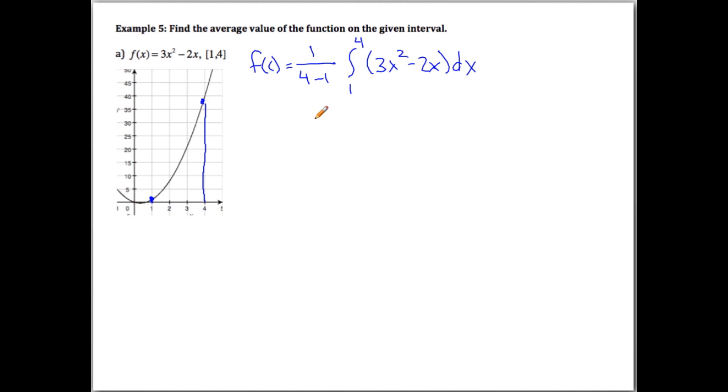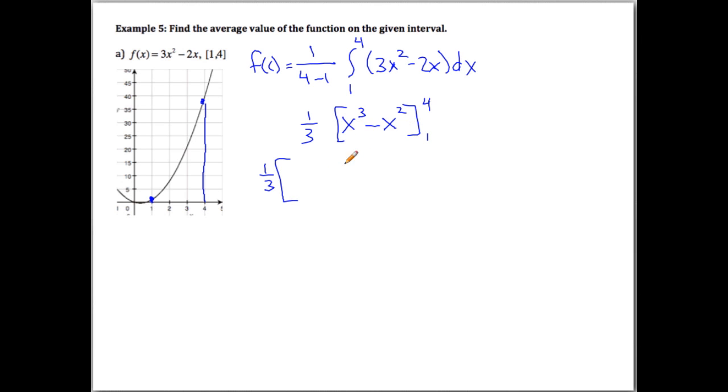Okay, so here 1 over 4 minus 1 is 1/3. And let's go ahead and find the antiderivative of 3x squared minus 2x. So it's going to be x cubed over 3, and our 3's are going to cancel. So we're really left with just x cubed here. And then minus 2x, so it's going to be x squared over 2, and the 2's will cancel. So it's minus x squared. And this needs to be evaluated then from 1 to 4. Okay, so we'll keep the 1/3 here.